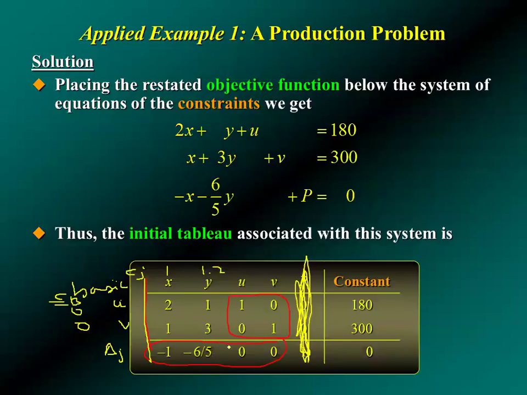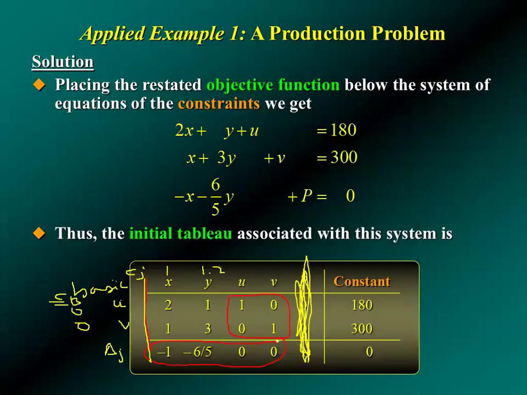This is 0 plus 0 minus 0 is 0. And the whole idea is, when this delta j column becomes non-negative, I've reached my optimal solution. When I reach a point when the delta j's are all non-negative, that's the optimal solution. Okay? So currently, because some of the delta j's are negative, this is not optimal.